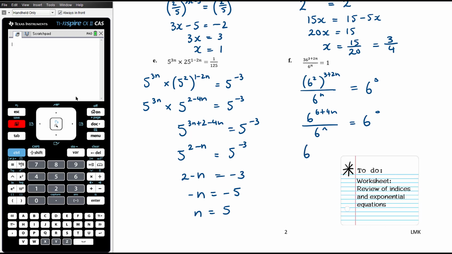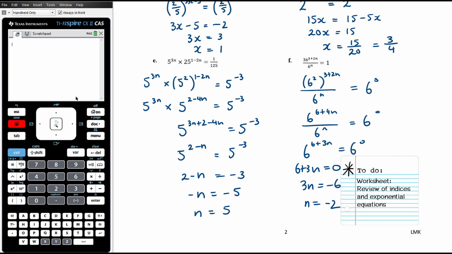Then we can subtract powers because we're dividing with the same base. So we've got 6 plus 4n minus n. So that's going to be 6 plus 3n equals 6 to the 0. And now 6 plus 3n equals 0. 3n is negative 6, and so n is negative 2. As I said, a few different ways you can do that rearrangement, but being able to be flexible about how you use your index laws to focus on getting both sides as a single exponent with the same base.